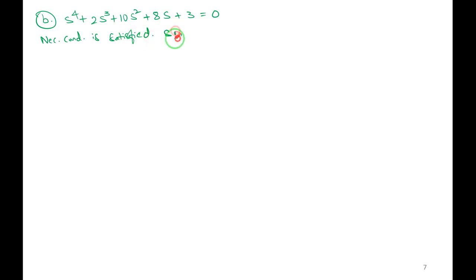So the system may be stable. I will not tell it is stable. The system may be stable. Then I have to go for proving the sufficient condition.